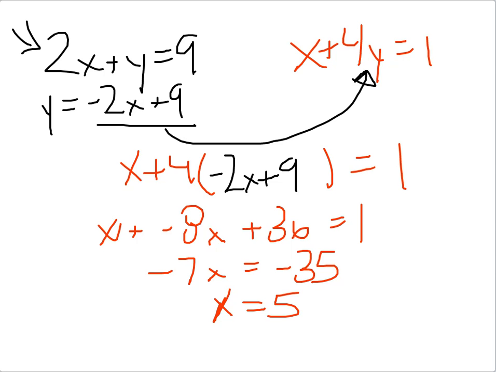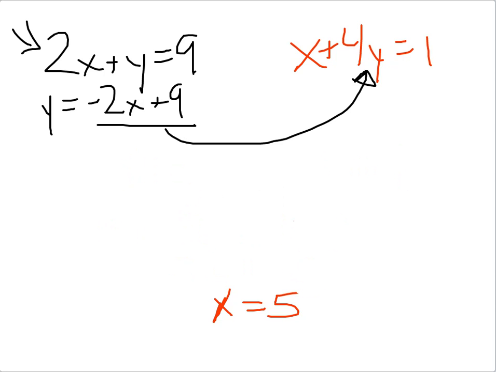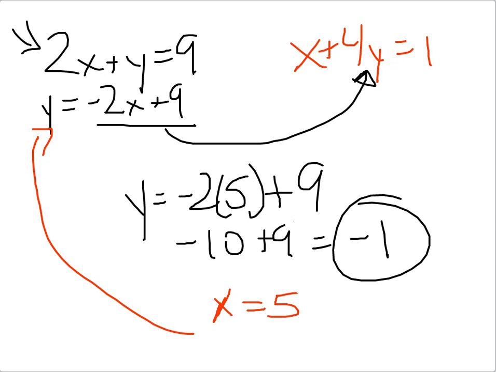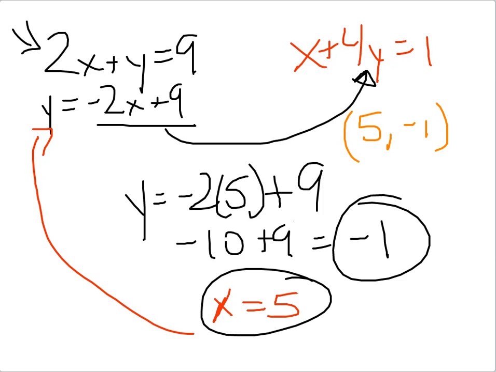So now that I know x is 5, I have to figure out what y equals. So I'm going to take x equals 5, and I'm going to plug that in to my original equation, and I get y equals negative 2 times 5 plus 9, so that's negative 10 plus 9, which equals negative 1. So x equals 5, y equals negative 1, which means my answer is 5, negative 1. Let's look at another one.